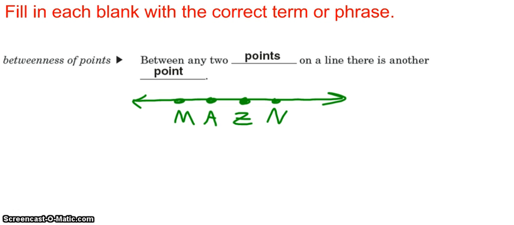But if I put a point off to the side, and let's call that R, R is not between M and N. I could even put a point right here, and we could call that O. O is not between M and N. It has to be on the line as well. Go ahead and write this down.